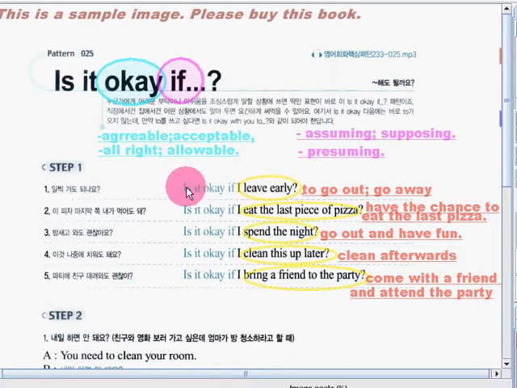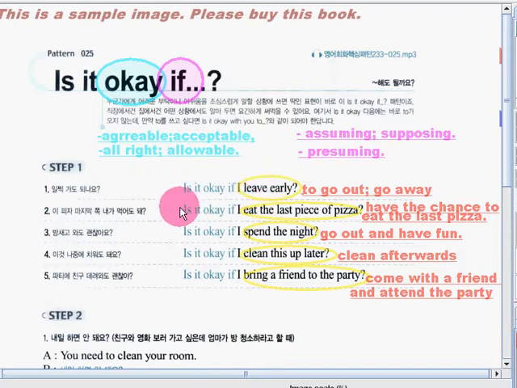Number 1. Is it okay if I leave early? So you are asking if it's acceptable or alright or allowable if you will leave early. When you say leave early, to go out or go away from that place in an earlier time than what is expected. Okay, maybe you have to go to another place. So you will say, is it okay if I leave early?